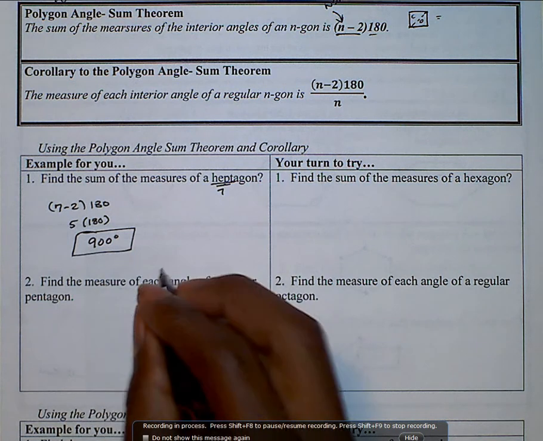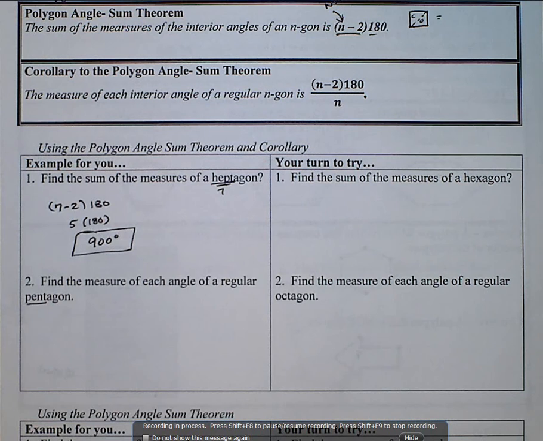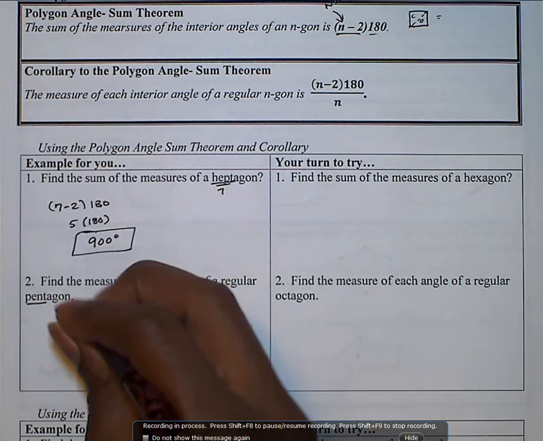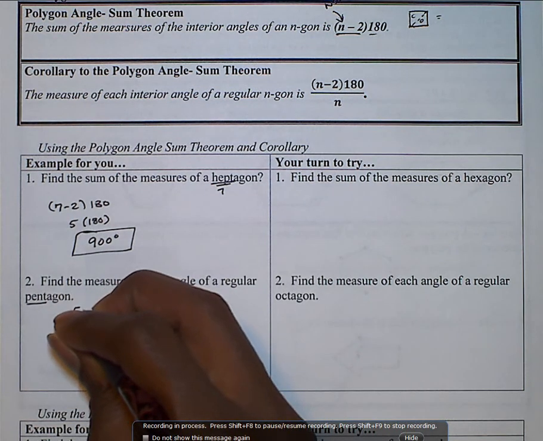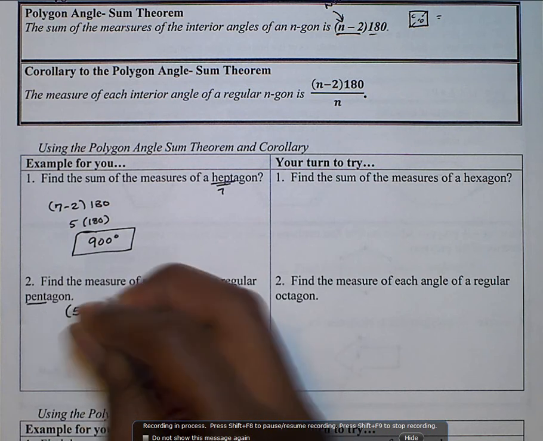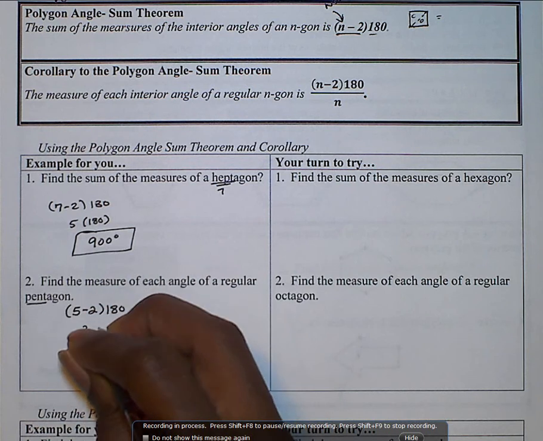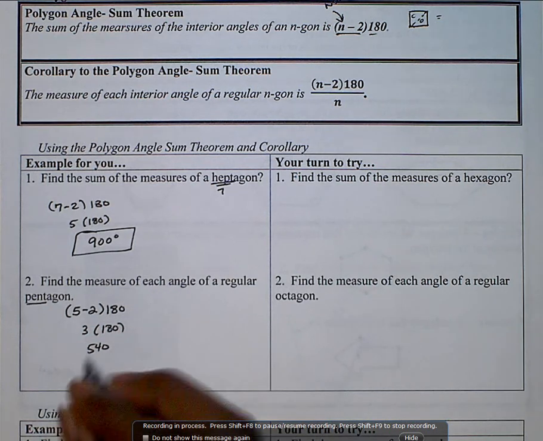So, of a regular pentagon, I know that means it should have 5 sides. So I'm going to say, okay, the sum is going to be the number of sides minus 2 times 180. It's 3 times 180. That's 540. Okay, the sum is 540.